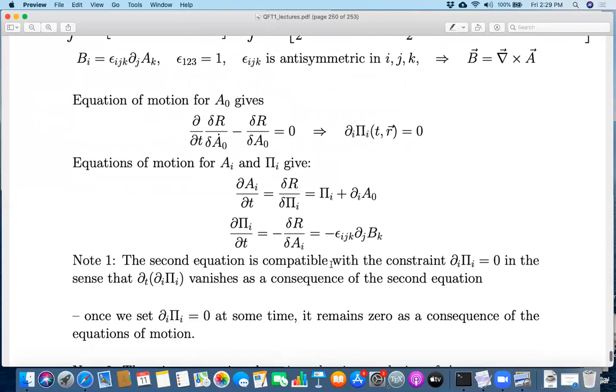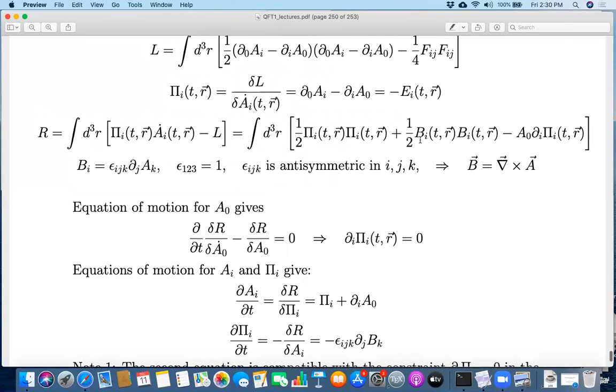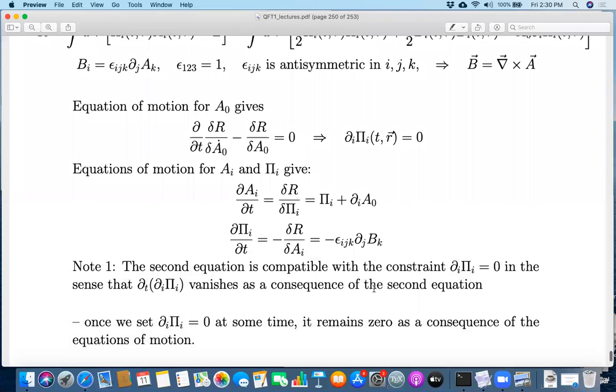So the A_i dependence here is actually inside B, because B has a curl of A. So you have to do a little more work to calculate this variation. But I'll leave it as an exercise to check that you get basically minus epsilon_ijk del_j B_k. And you can convince yourself that these are exactly the free Maxwell's equations that we are familiar with. Once you interpret pi_i as the electric field, these are in fact the free Maxwell's equations. Are there questions?